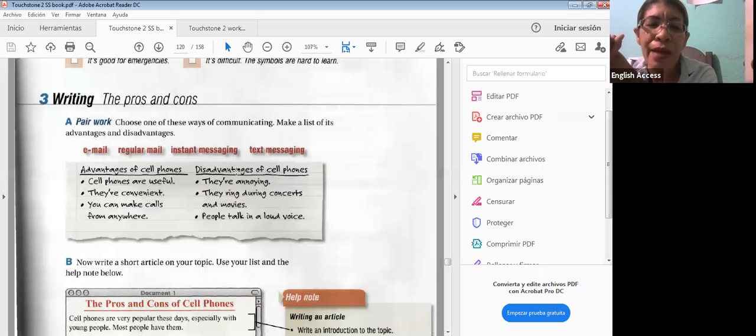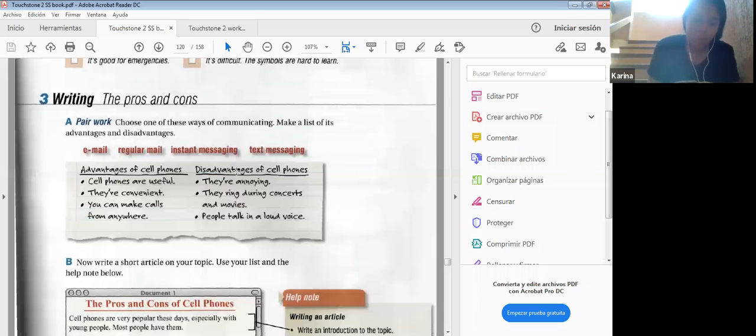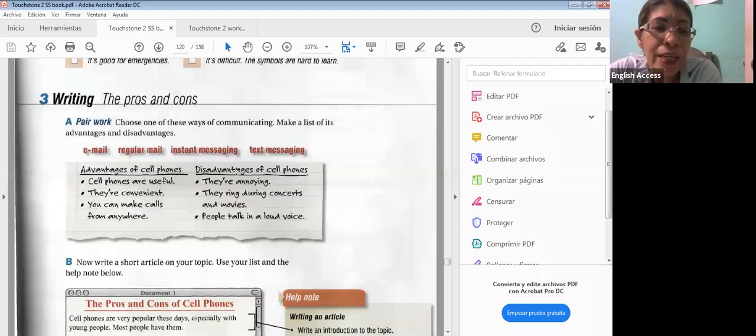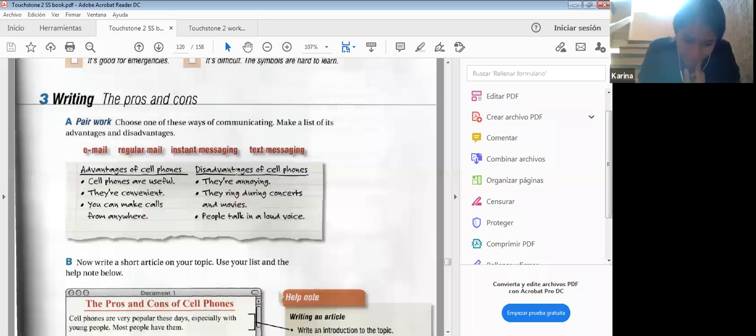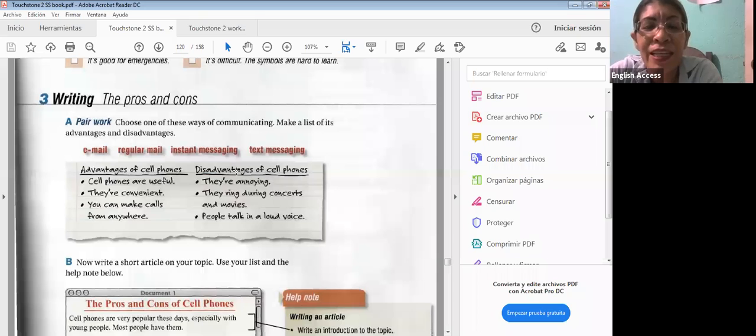We're going to do this. I'm going to read the advantages of cell phones and you're going to read the disadvantages of them, okay? I'm going to start. Advantages. Cell phones are useful, they are convenient, you can make calls from anywhere. Now, Karina, it's your turn. Disadvantages. They're annoying. They ring during concerts and movies. People talk in a loud voice, correct. So once again, we have advantages and disadvantages. So we have cell phones.